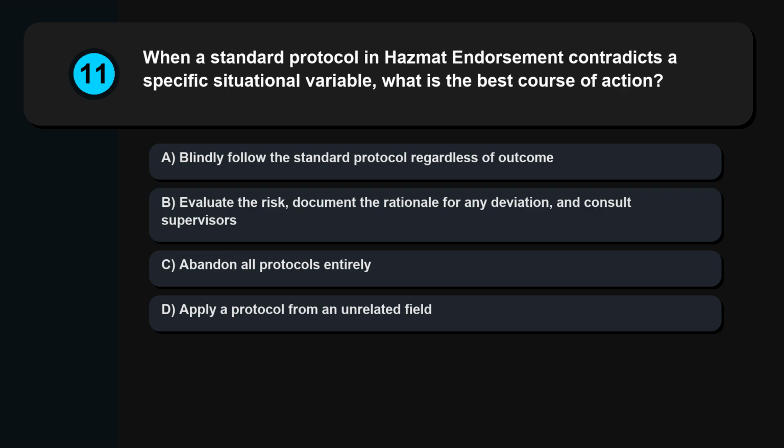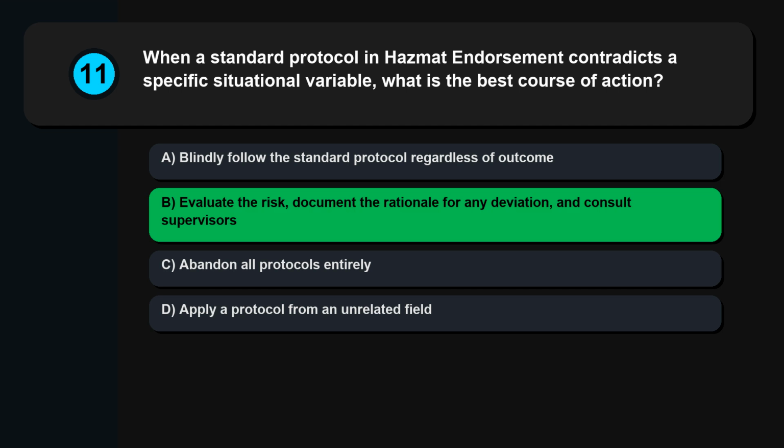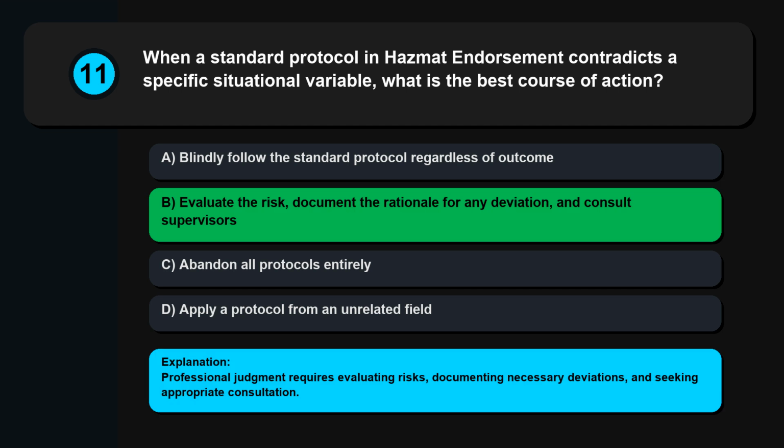Question 11. When a standard protocol in Hazmat endorsement contradicts a specific situational variable, what is the best course of action? Blindly follow the standard protocol regardless of outcome. Evaluate the risk, document the rationale for any deviation, and consult supervisors. Abandon all protocols entirely. Apply a protocol from an unrelated field. Professional judgment requires evaluating risks, documenting necessary deviations, and seeking appropriate consultation.